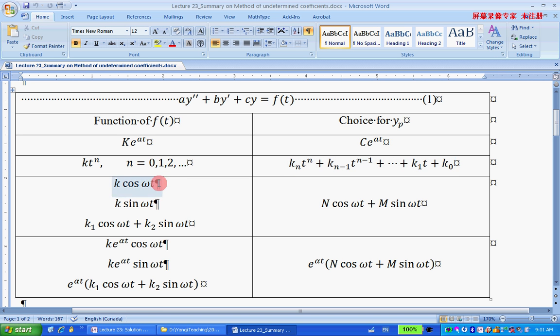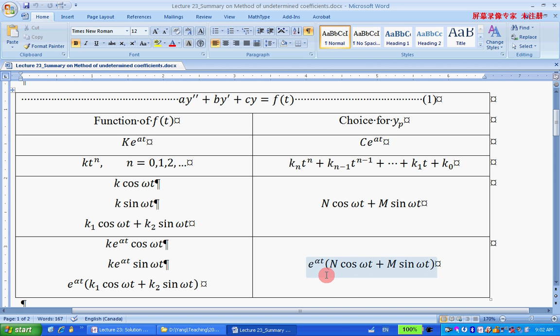If f of t is a cosine or sine, or a combination of sine and cosine, it doesn't matter, your y_p of t has the same kind of guess. It's a number n and a number m, which are constants you're going to have to find, multiplied by a cosine and sine with the same frequency omega here. If it's a combination of these, then you also have a combination of guesses here. So that's basically what happens.